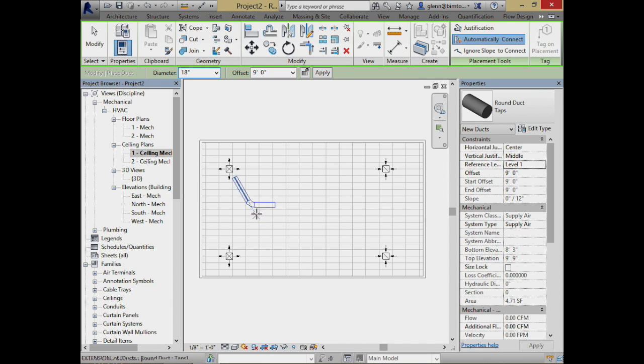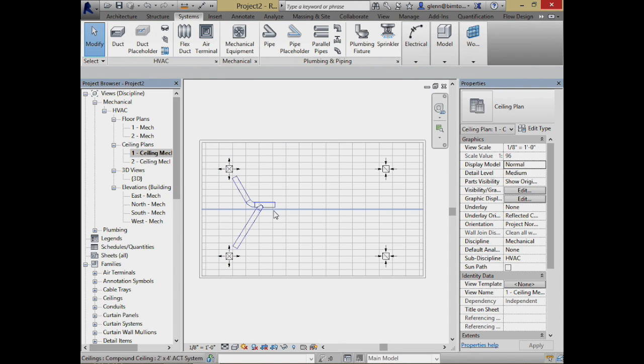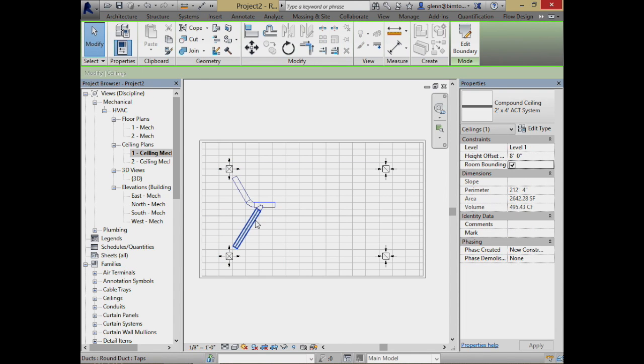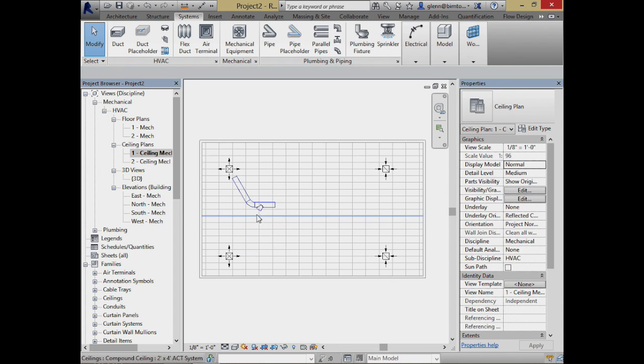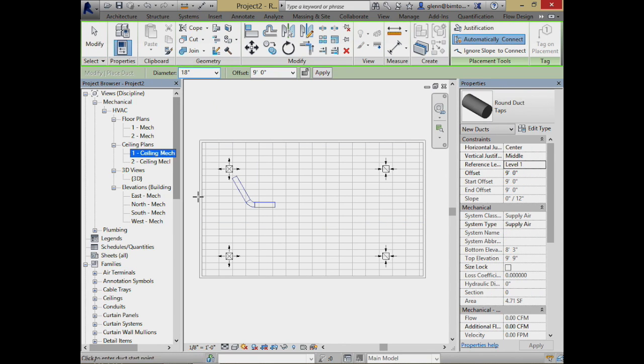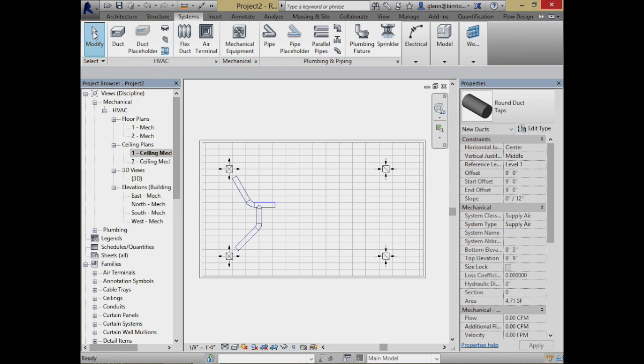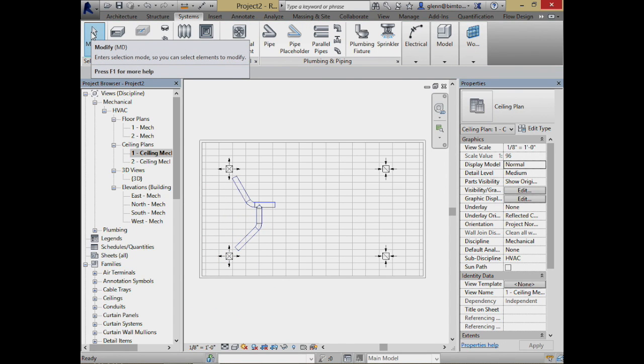Okay, in the same sense, let me come off of this one, and I could see if this will work. Tap in like that. Okay, and that actually did a pretty good job. Y shapes and round ducts don't necessarily work too well together. I'll bring it out and come over there. Okay, but it's doing not such a bad job on that side.